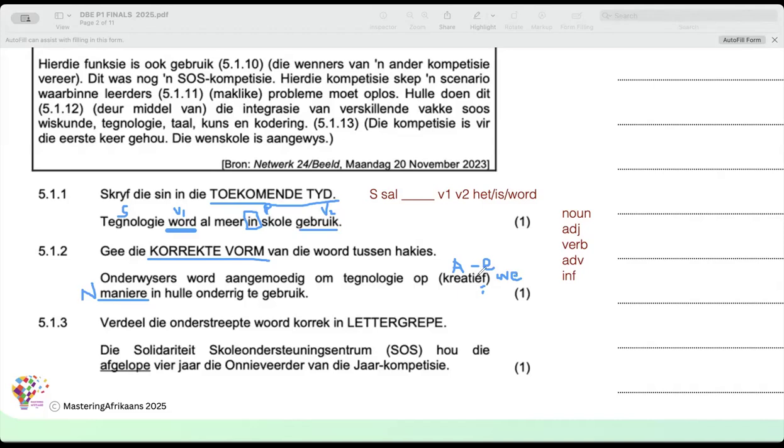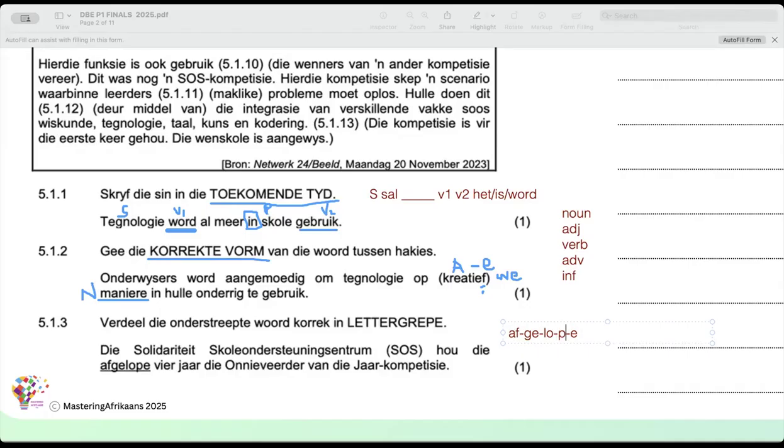You're not going to drop any of the vowels, because remember the rule about dropping vowels is only if they are the same vowel. So your lettergrepe here is basically when you're breaking a word up into the phonetical parts of it. So if you've got afgelope, it would be af. Remember, you've got to have the dashes in between ge, lo, pe.